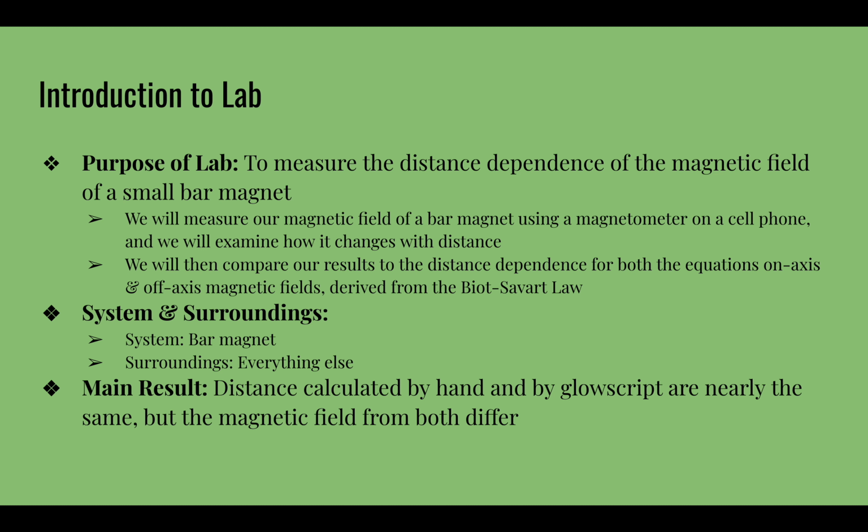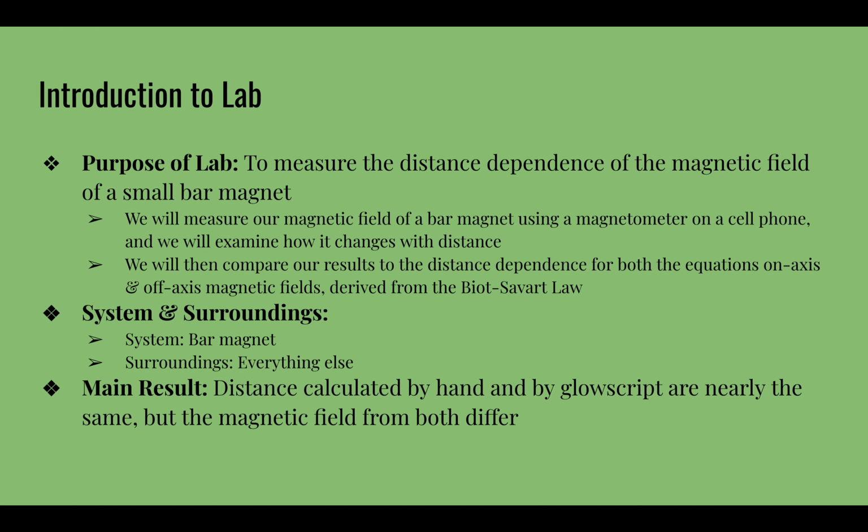So first, the introduction to this lab. The purpose of our lab is to measure the distance dependence of the magnetic field of a small bar magnet. We'll first measure the magnetic field of a bar magnet using a magnetometer on a cell phone, and we'll examine how it changes with distance, recording these measurements. We'll then compare our results to the distance dependence for both the on-axis and off-axis equations of magnetic fields derived from the Biot-Savart law, and then we will model this with GlowScript and compare.